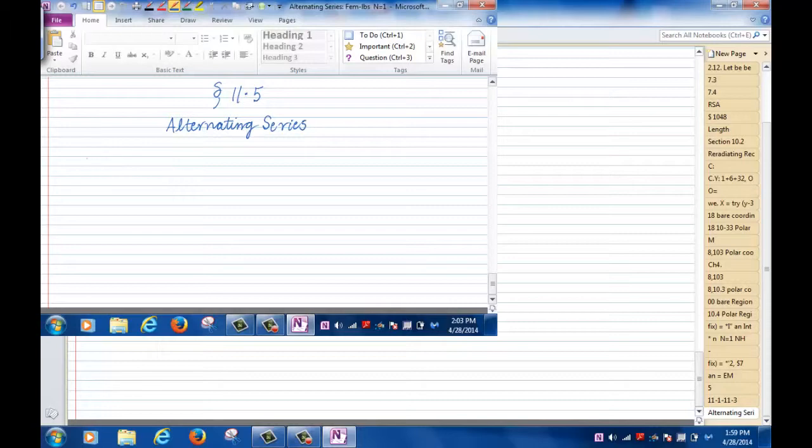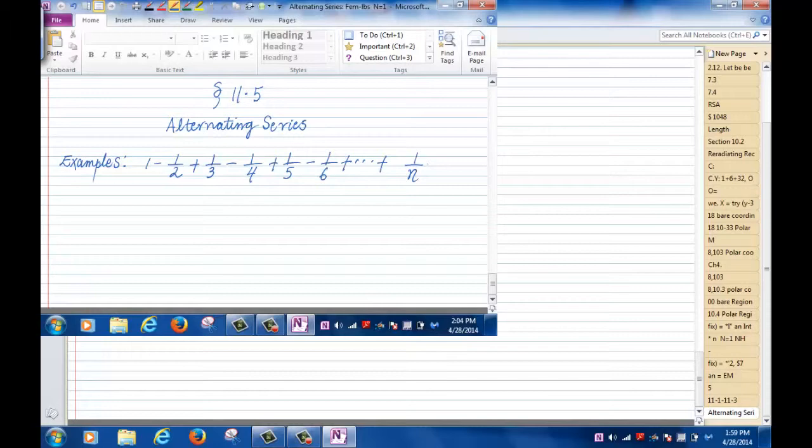Well, some examples of alternating series are the following. If I have the series 1 minus half plus 1/3 minus 1/4 plus 1/5 minus 1/6 dot dot dot. Can someone give me a formula for the nth term? What would be the nth term without worrying about the sign? 1 over n.